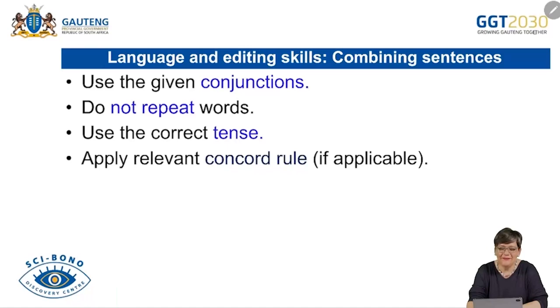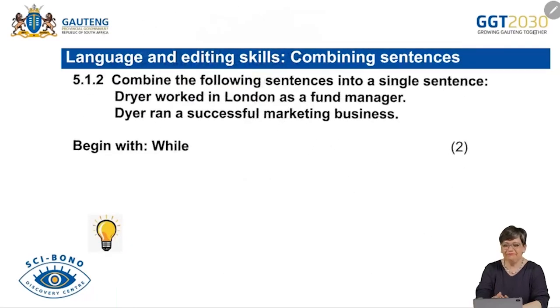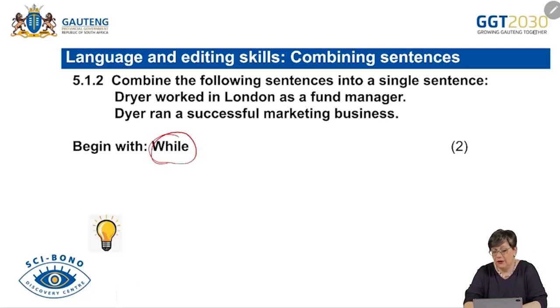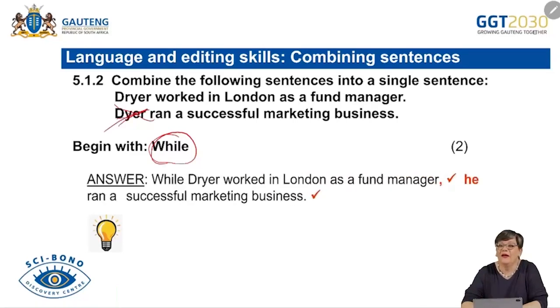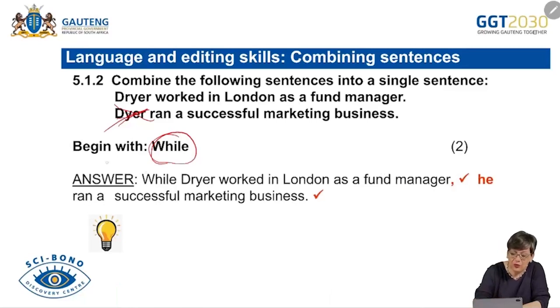So, do you want to try it? Here's your sentence. Let's see. Combine the following sentences into a single sentence. Dreyer worked in London as a fund manager. Dreyer ran a successful marketing business. In this case, we gave you the conjunction while. Now, remember, immediately as you can see, there are words that are repeated. Can you see Dyer and Dreyer? So, we'll take out this one, and when we do the answer, we're going to start with while.